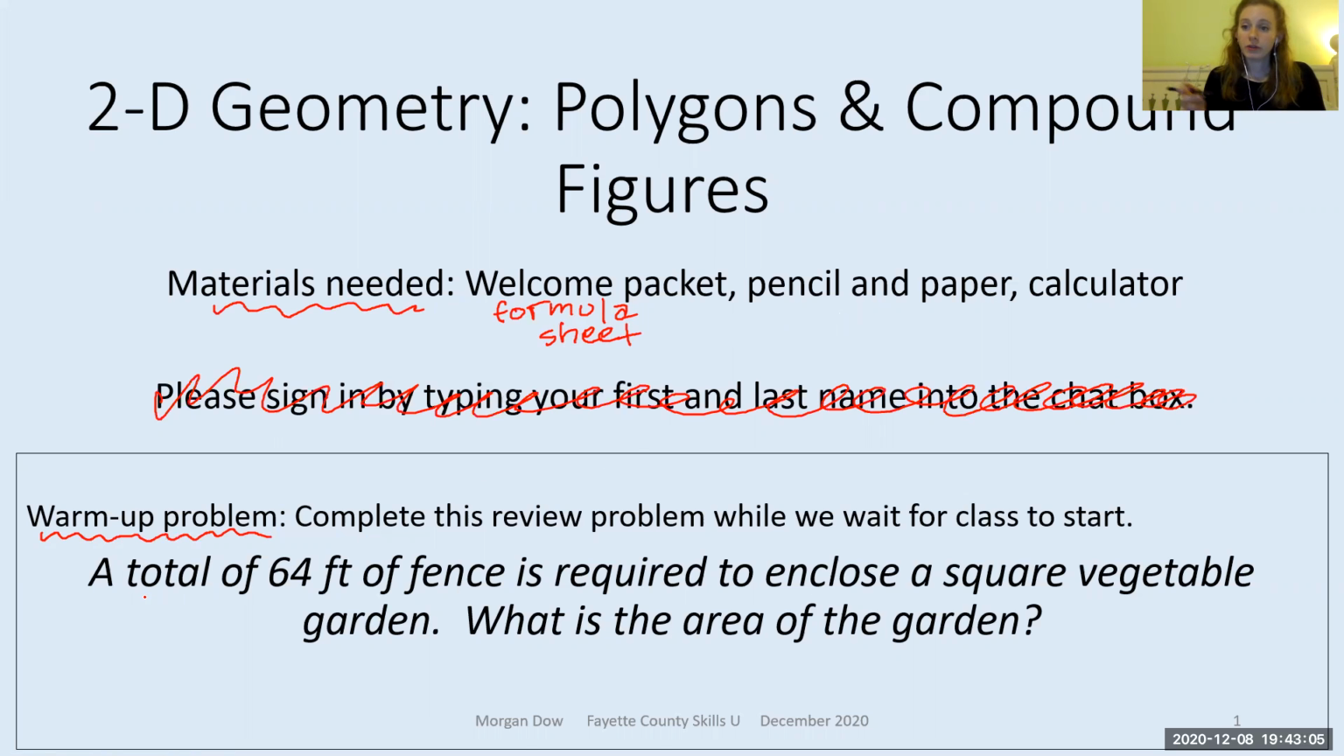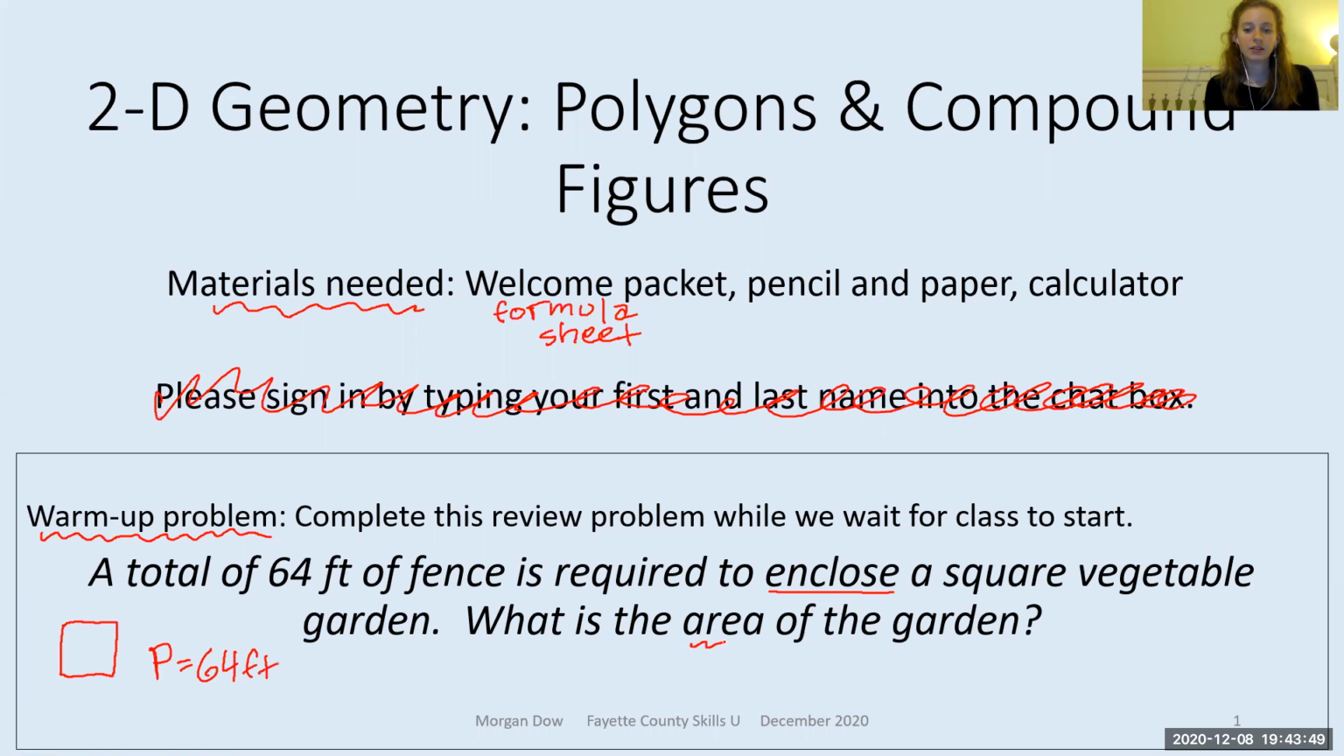So this warm-up problem should hopefully seem familiar to you if you participated in the lesson last week and did your homework. It says a total of 64 feet of fence is required to enclose a square vegetable garden. What is the area of the garden? So we're talking about a square. That's a four-sided shape with four equal sides and four equal angles. It says 64 feet goes all the way around the garden, right? It's required to enclose, to go all the way around the outside of this garden. So that means we're talking about the perimeter of the garden, right? The perimeter is 64 feet.